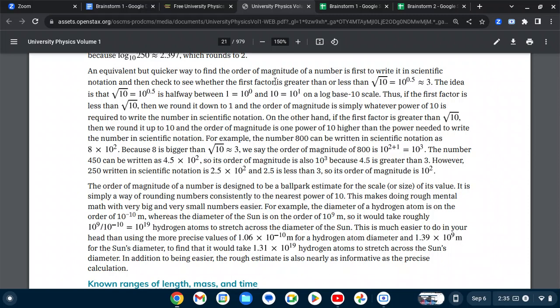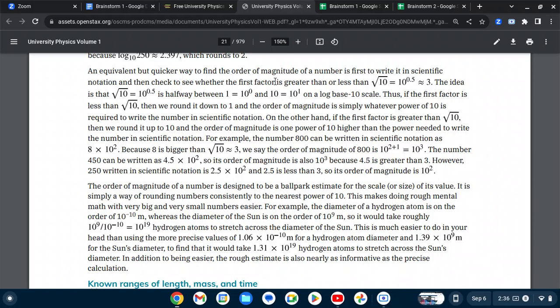This makes doing rough mental math with very big and very small numbers easier. For example, the diameter of a hydrogen atom is on the order of 10 to the negative 10 meters, whereas the diameter of the sun is on the order of 10 to the 9 meters. So it would take roughly 10 to the 9 divided by 10 to the negative 10, 10 to the 19 hydrogen atoms to stretch across the diameter of the sun.